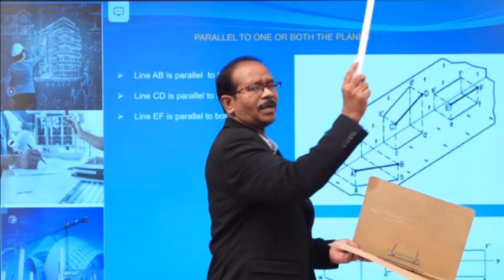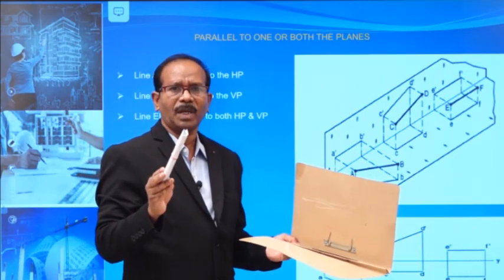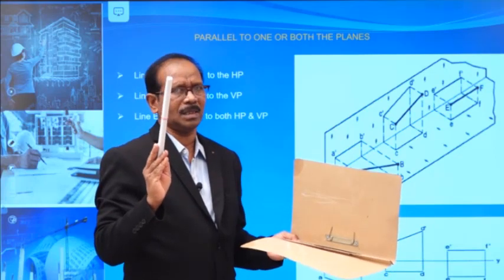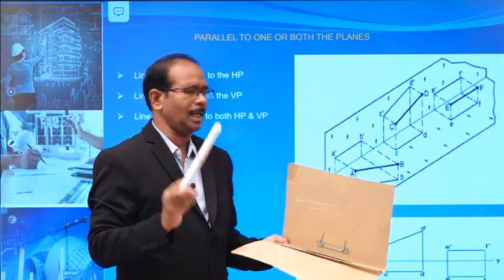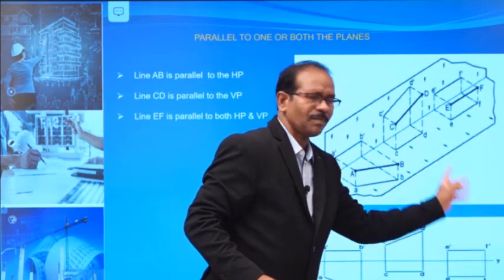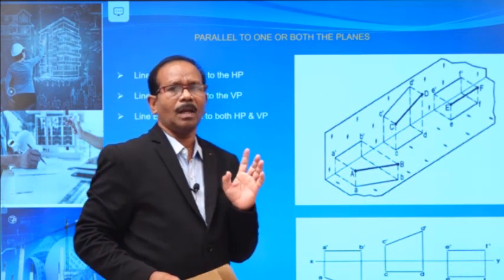E dash F dash is its front view. When a line is parallel to both HP and VP, both front view and top view are true lengths, equal to the length of the line. Let us observe this one. EF is the top view, E dash F dash is the front view. That is the condition 1.